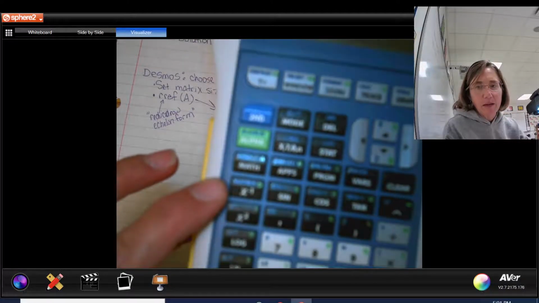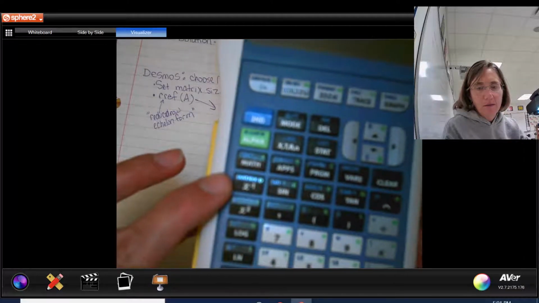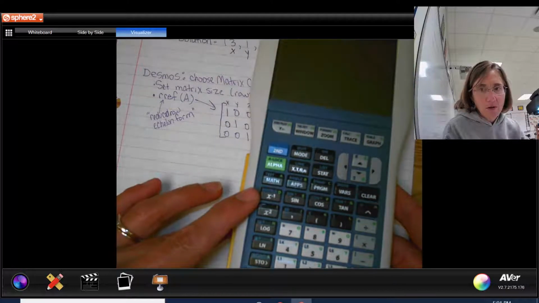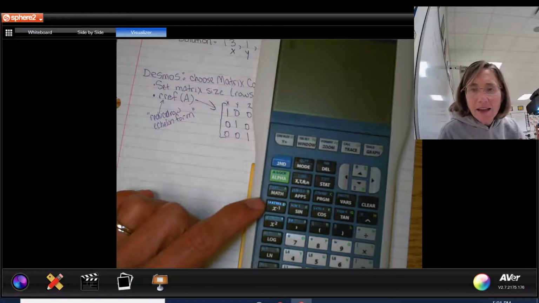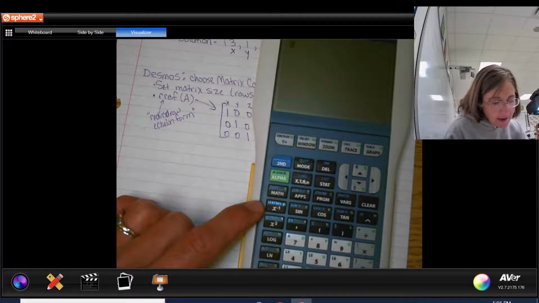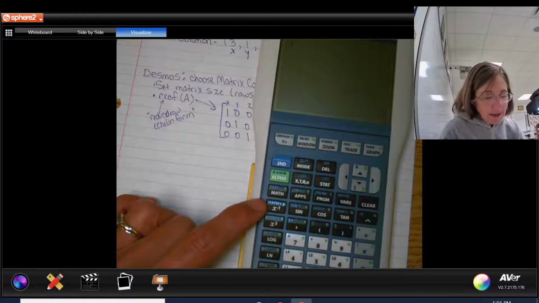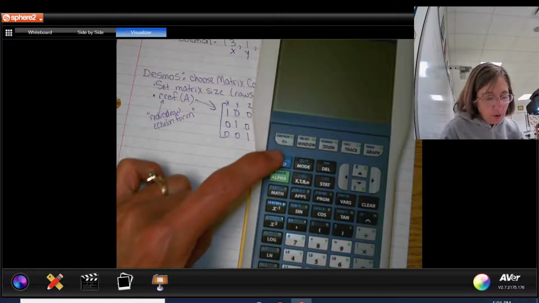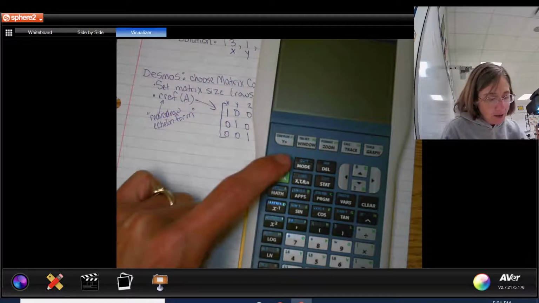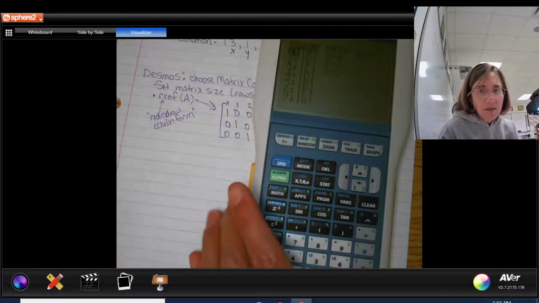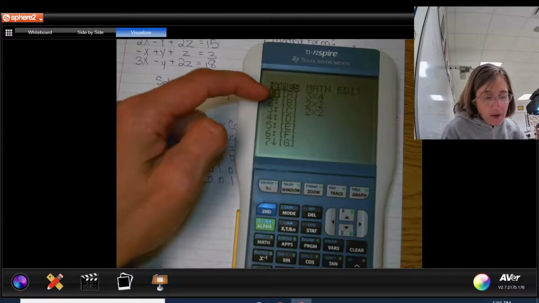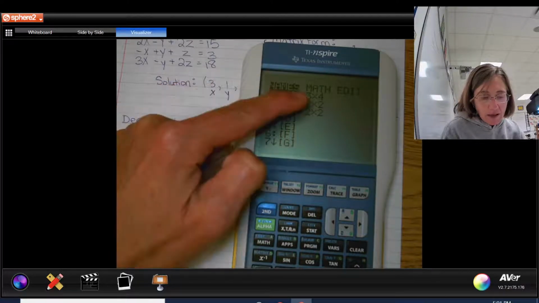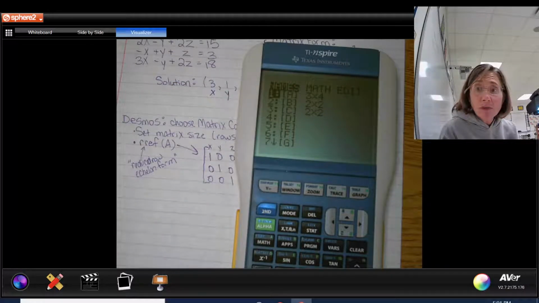Oh, that's blurry. Oh my goodness. So you're going to have to trust me that this button right here, I think I can read that maybe, matrix, is in blue, so I need to use the blue second key to get to it. So I'm going to pull up the matrix menu. So what we want to do is, I already have the matrix entered as matrix A. It's a 3x4, but we want to do some math with it now.